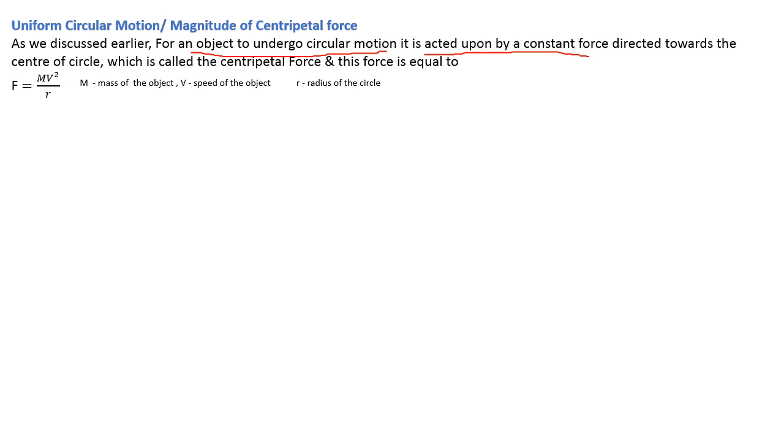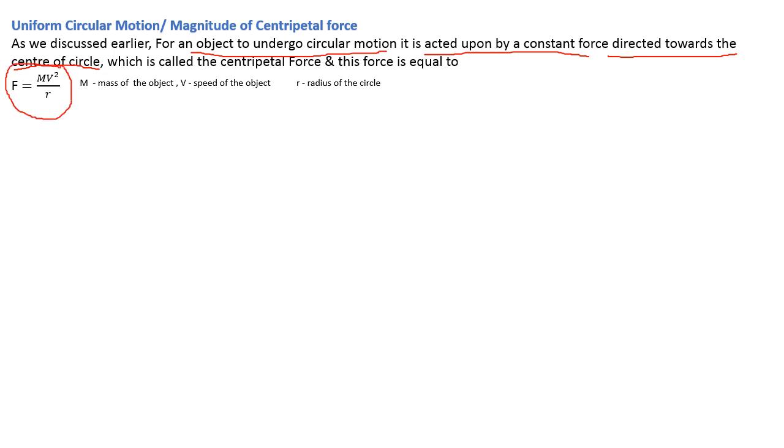That is the next line you are given: the force directed towards the center of the circle is called the centripetal force. Is it clear? So you understood the definition. When an object undergoes circular motion, it is acted upon by a constant force directed towards the center of the circle, and that force is called the centripetal force. This force is equal to F equals mv squared upon r.